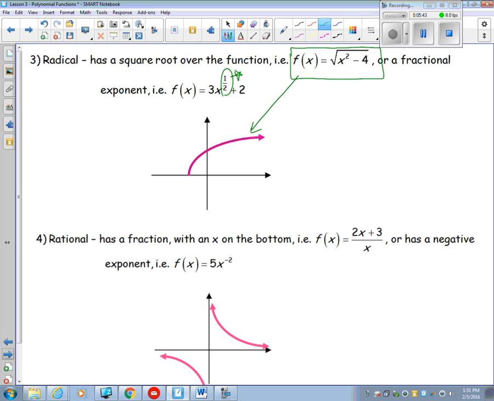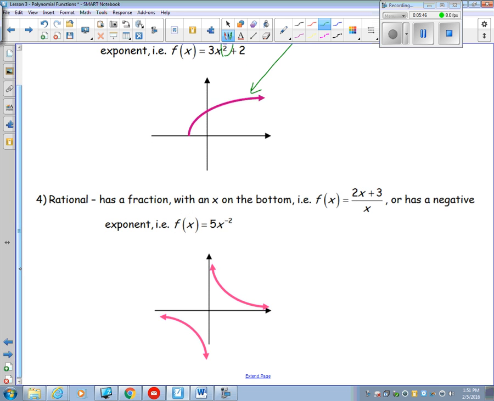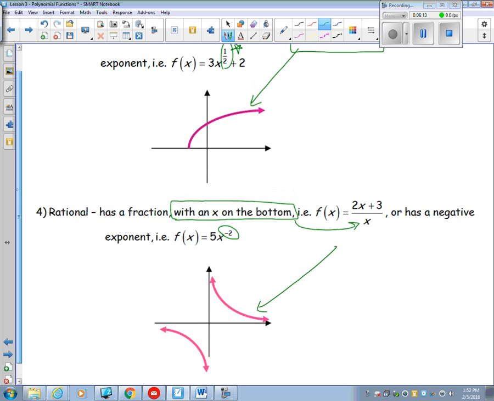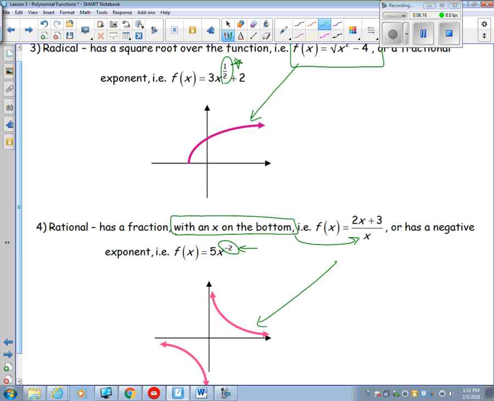And the fourth one, a rational one. These are always fractions with an x or x squared or x cubed or some sort of variable on the bottom. Like this right here, we have an x on the bottom. That produces a picture that looks like one of these things. They have breaks in the graph. That can happen by having an x on the bottom of your fraction or by having a negative exponent. Remember we said polynomials have to be positive and whole numbers. So in these last two examples, here's a negative one, that doesn't work, and the one above it, there's a fraction one, that doesn't work. Those things are non-polynomials.